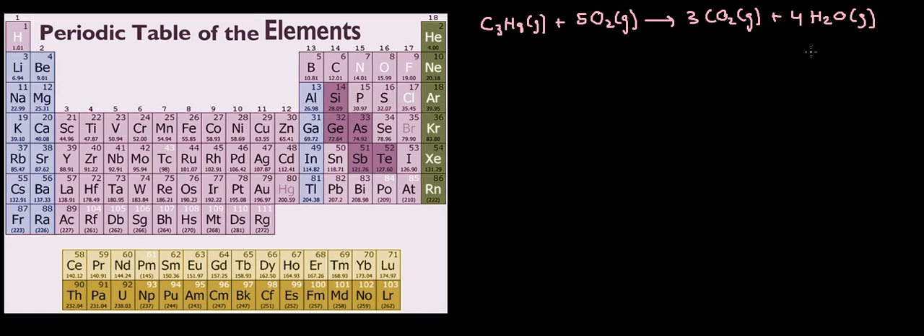For instance, if I'm told that I have 100 grams of propane, and it's burned with oxygen as much as it is required to get rid of this 100 grams, how much carbon dioxide and how much water would be produced? What I'm going to be doing is using this chemical equation to figure out how much of each of the products comes from 100 grams of propane.